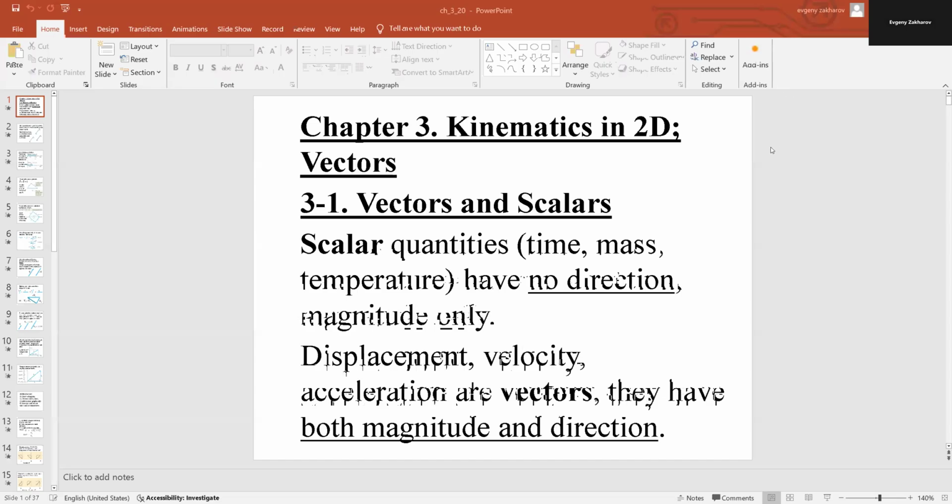Okay, chapter 3. It is kinematics in 2 dimensions now. Previous chapter was 1 dimension. Now we have to work out 2 dimensions at once. And of course, for doing that, we need to understand how vectors work.